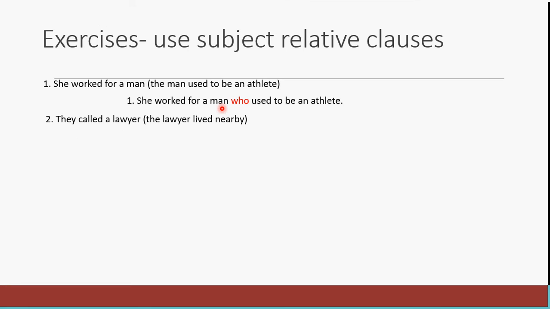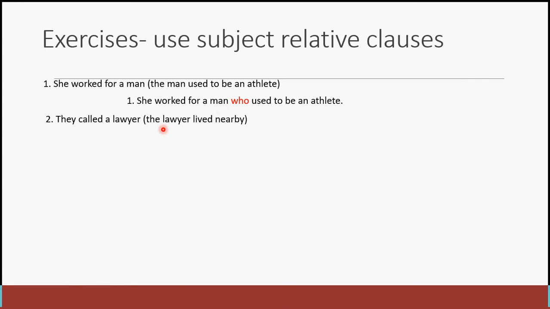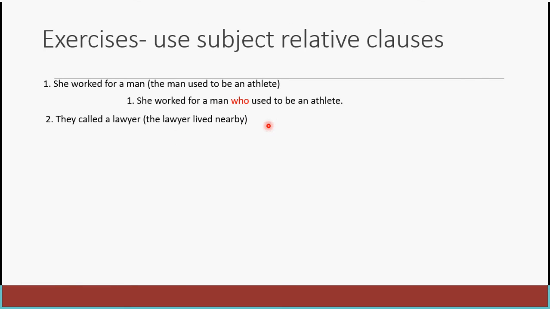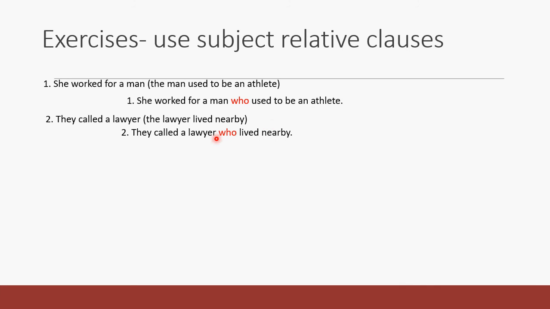Number 2, they called a lawyer. The lawyer lived nearby. They called a lawyer who lived nearby. Again, we're talking about a person. Notice here we have who and then we have the verb.